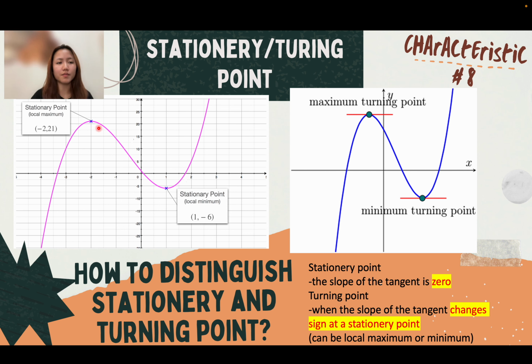But if you look at the graph, maybe you will think they are just the same, they are just a point. But they are different. A turning point is about the sign changing at the turning point. They change the sign. But a stationary point means the slope of the tangent is 0. So it's different.